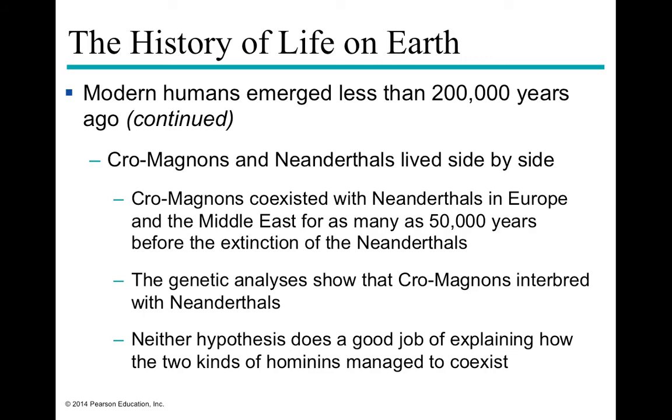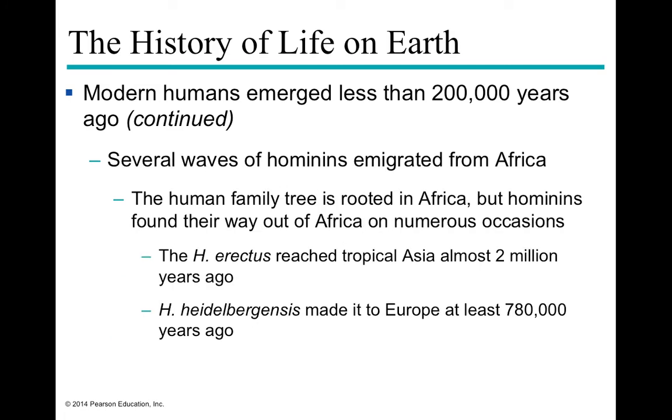So we do know that Cro-Magnons and Neanderthals lived side by side. They coexisted for as many as 50,000 years before the extinction of Neanderthals. And we know that Cro-Magnons interbred with Neanderthals. But we don't really have a good hypothesis on how these two kinds of hominids managed to coexist for all that time.